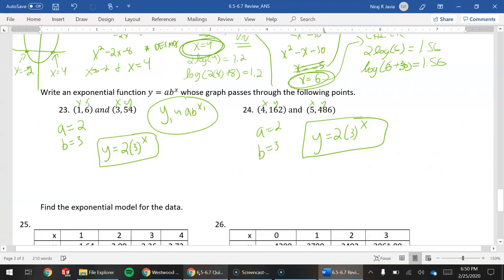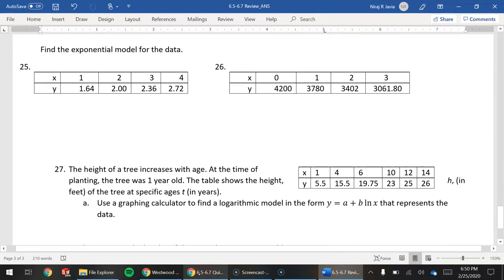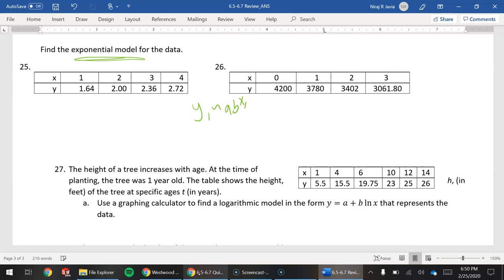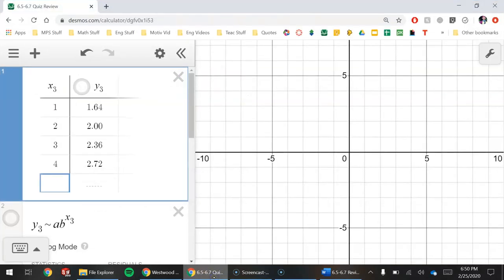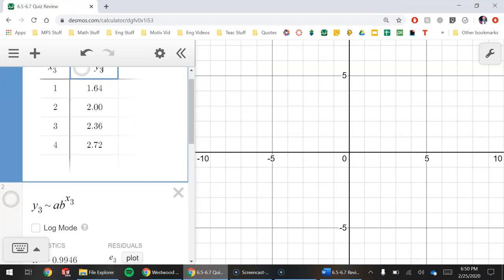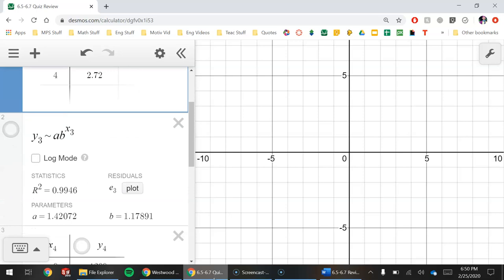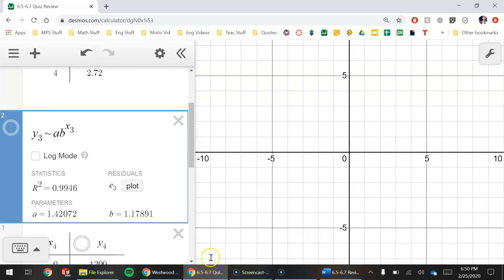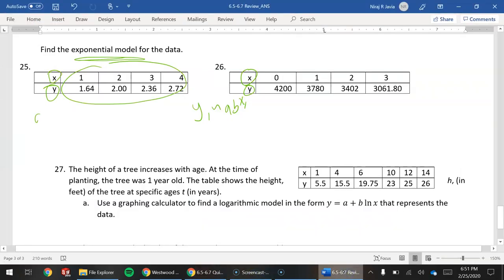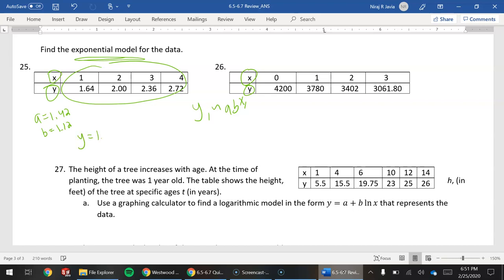So just like the first one, you go down to 25 and 26, and this is the exponential model, same exact way, y1 squiggly a times b to the x1. You're going to put these into a formula. Notice this is your x, this is your y, this is your x, this is your y. And let's do 25 and 26. So 25, I have x3 and y3. And then I scroll down, I do y3 and x3 just like you see here. My a is that number, and because it's a decimal, we're just going to go to two decimal places. So my a is going to be 1.42, my b is going to be 1.12. So if I plug that in, it's going to be y is equal to 1.42 times 1.12 to the x.